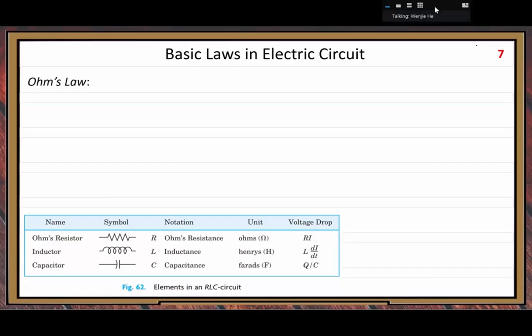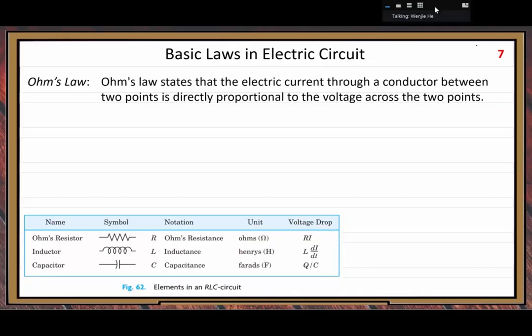We use notations here. Ohm's law, the first one. Ohm's law states that the electric current through a conductor between two points is directly proportional to the voltage across the two points. So there is a difference, right? The electric potential difference between those two points. That's the voltage. Directly proportional.